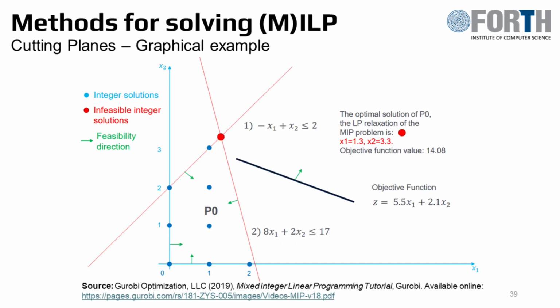We begin with the LP relaxation, denoted P0. When we solve this relaxed problem, the optimal solution we obtain is x1 equals 1.3, x2 equals 3.3, with objective value 14.08. From a purely linear programming perspective, this is perfectly valid. The point satisfies all linear constraints and lies at the vertex of the feasible region. However, it is not acceptable for the integer problem because both variables take fractional values.